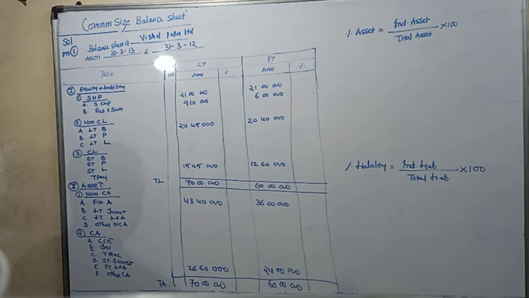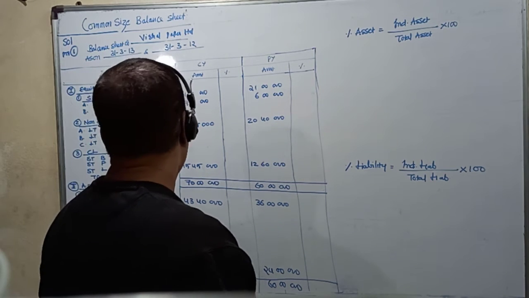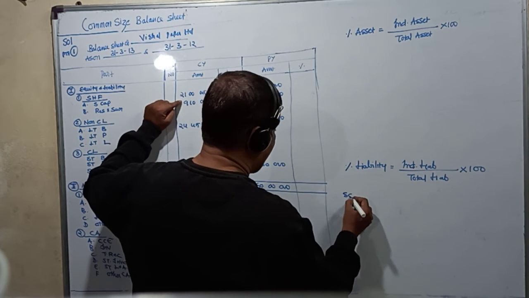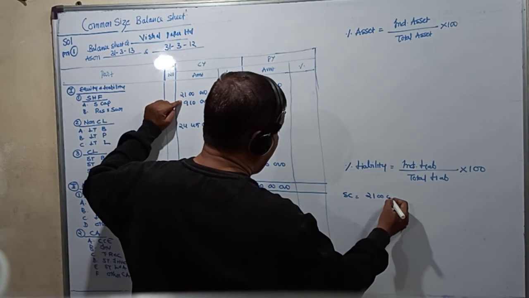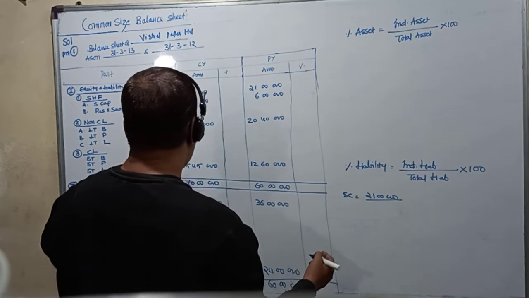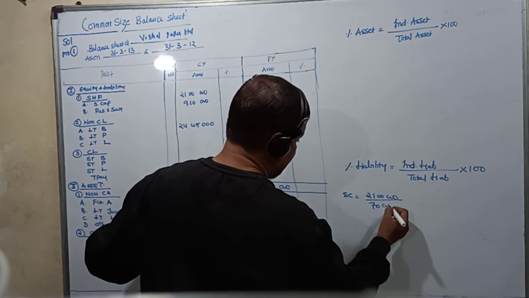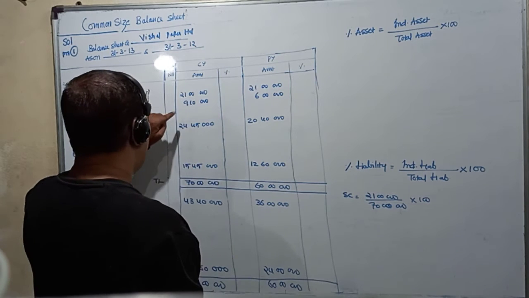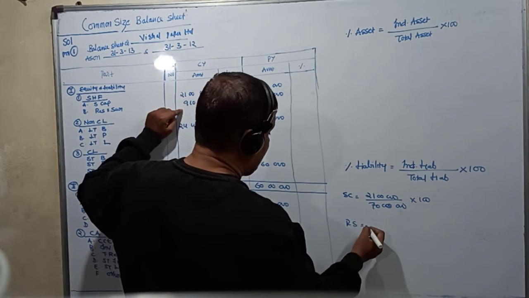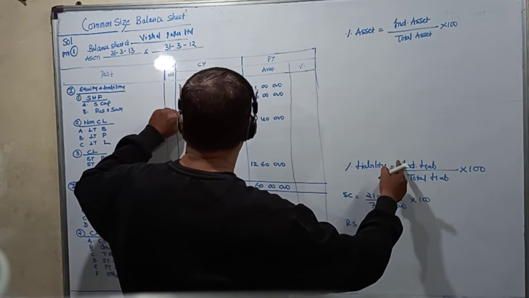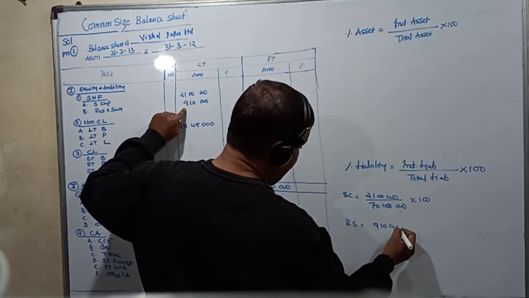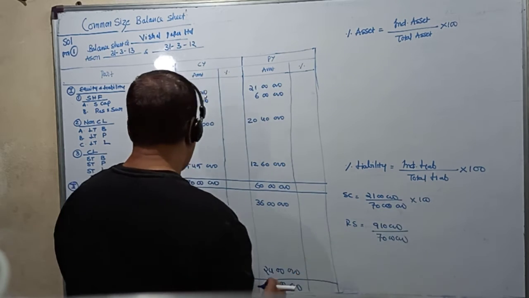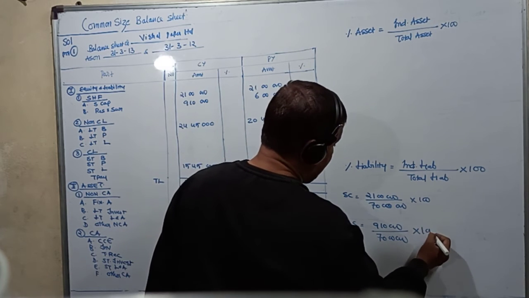Now we are left with the percentage column. How do we get a percentage? We'll go to the liability side. Individual liability. For share capital, individual liability 21 lakhs divided by total liability, that is 70 lakhs, into 100. Next come to reserves and surplus. Individual liability 9 lakh 10,000 divided by total liability 70 lakhs into 100.